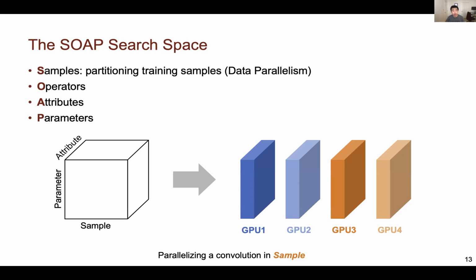First, the sample dimension considers partitioning training samples, and this is also called data parallelism in existing frameworks. The bottom figure shows parallelizing a convolution using the sample dimension. Because the convolution can be parallelized in 3 dimensions, we use a cube to describe the computation. By using the sample dimension, we end up assigning different training samples to different GPU devices.